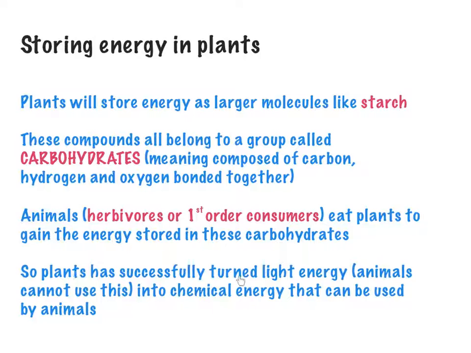If plants couldn't do this, animals cannot turn light energy into chemical energy, and so we'll be in a lot of trouble. If the plants die out, we're in heaps of trouble, because they provide us with oxygen, and they allow us to have access to energy in a form we can take in, and that's chemical energy.